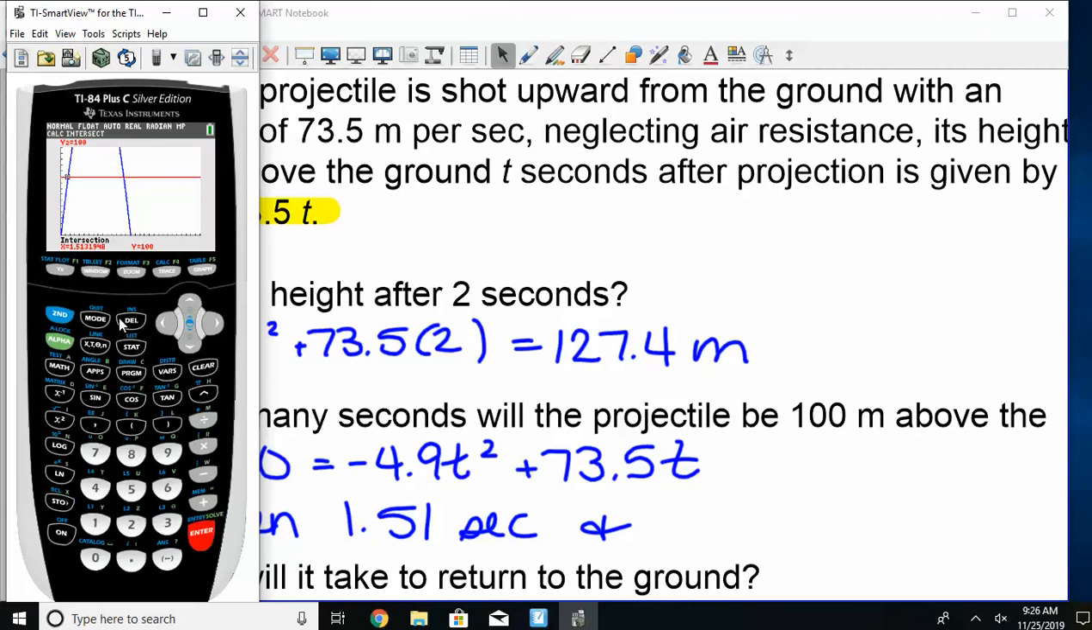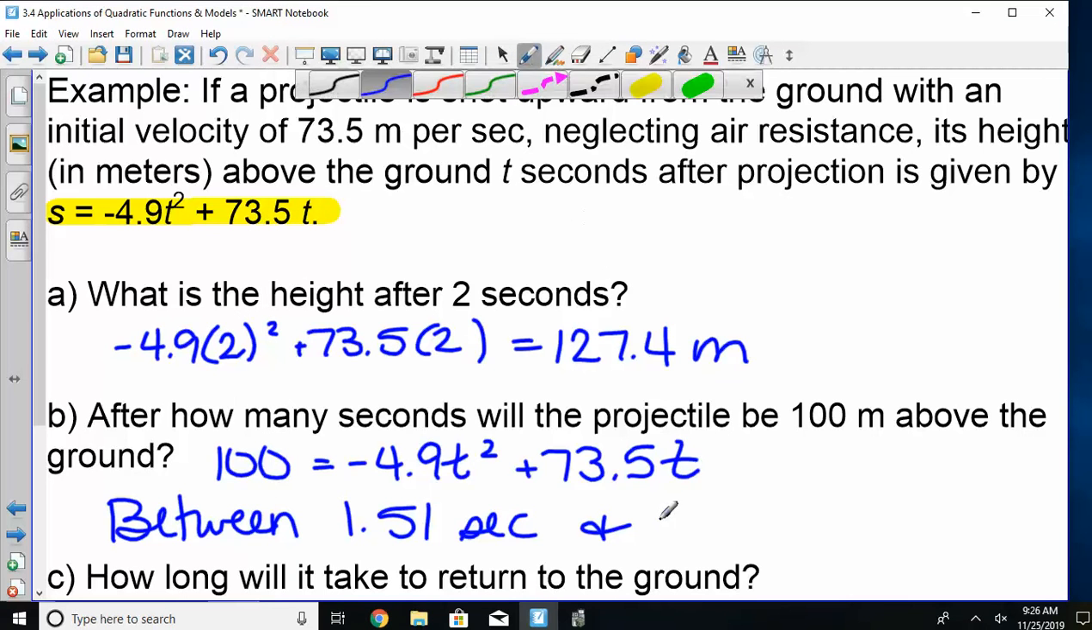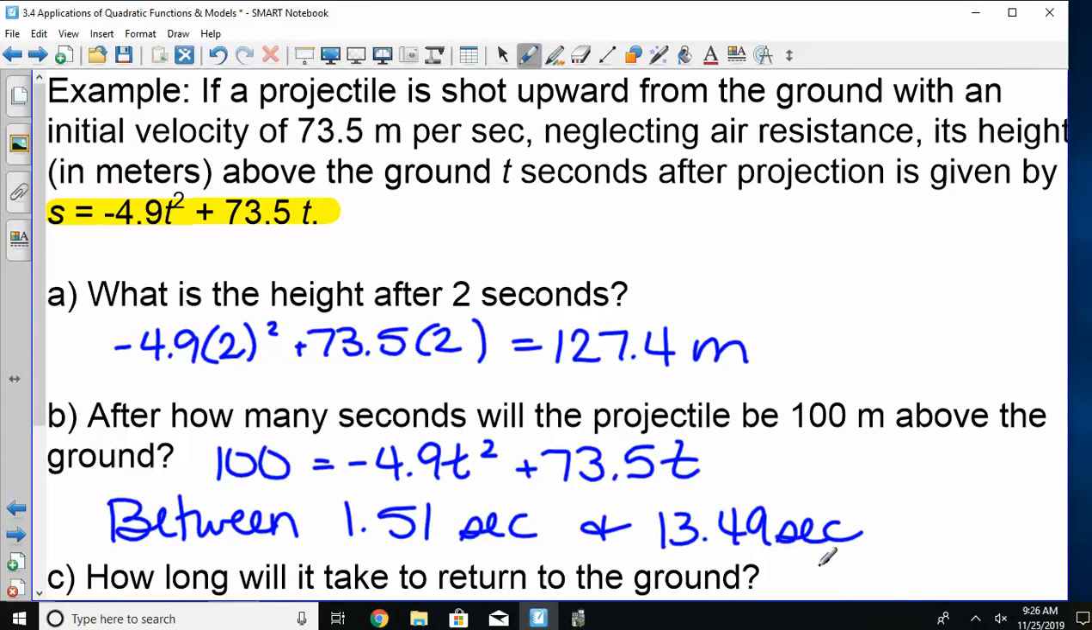Second one, do it again, so second, trace, intersect. First curve, enter, second curve, enter. And now we need the second point over here. Hit enter, and that one is 13.486, so 13.49 seconds. So we're just using the calculator to solve some of the easier problems.